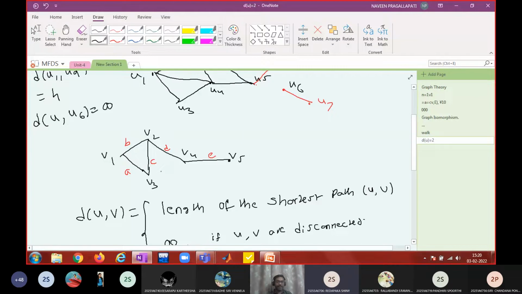Whereas if I draw like this, then even if you remove E, it remains the same. Therefore, it will not be a cut edge. This is not a cut edge. This is not a cut edge. This is not a cut edge. This is not a cut edge. So only D is the cut edge. Am I right?